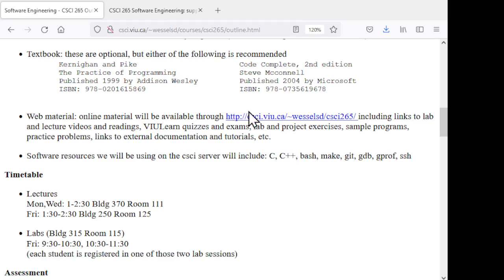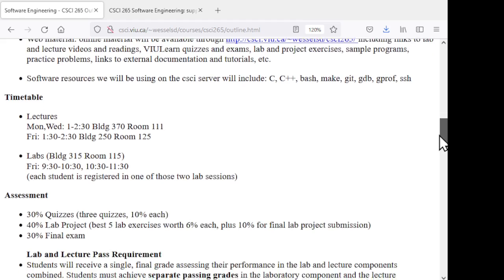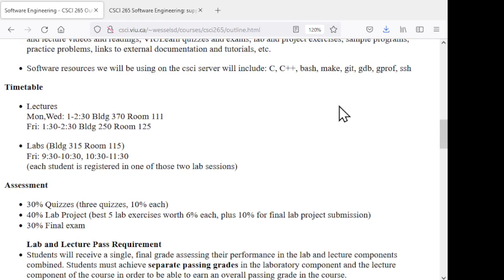And again, for the most part, the material is going to be posted on my website, and that's the way we'll get at things. A lot of different tools that we'll be using, and I'll talk about those as we get further into the labs and further into the material.